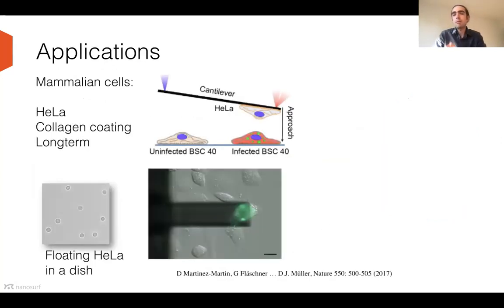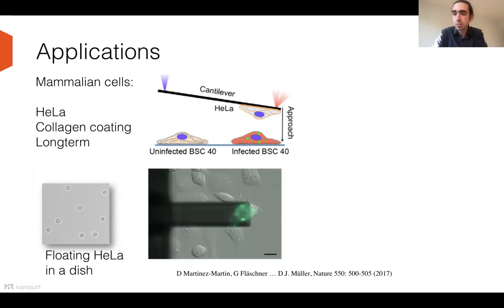For instance, we have been interested in how cells would grow over time if they are healthy and if we infect them with a virus. So what we did is we picked up with a collagen-coated cantilever a HeLa cell, that is a cervical cancer cell, and we let it spread, that is flatten, on the cantilever for some time.